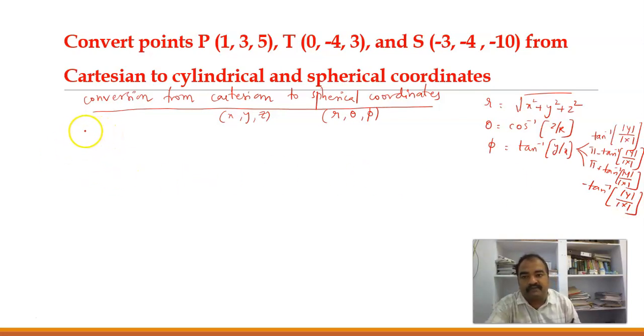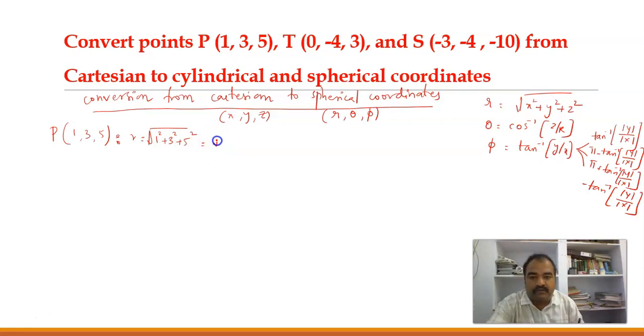Now we will start with the first point. It is P1, 1 comma 3 comma 5. So r is equal to square root of 1 square plus 3 square plus 5 square. So you will get square root of 35. Sorry, I am supposed to represent it as capital R. And next, theta is equal to cos inverse of z by r, which is cos inverse of 5 by root 35.